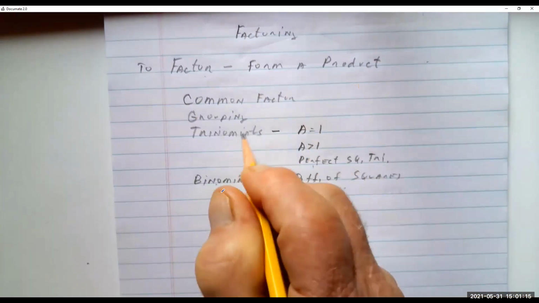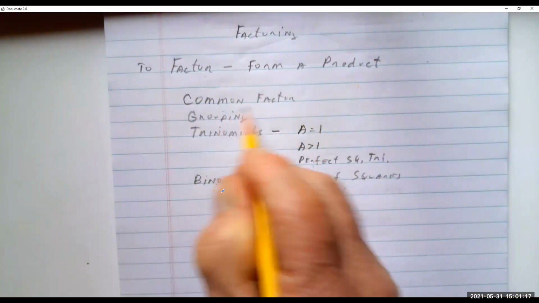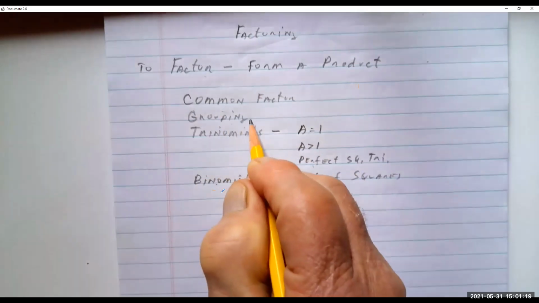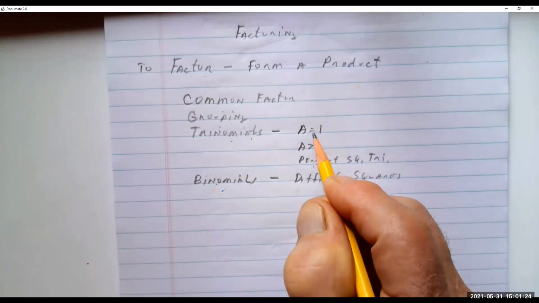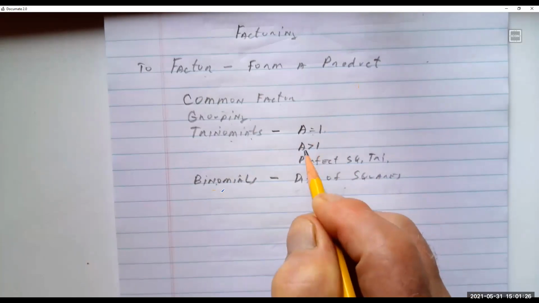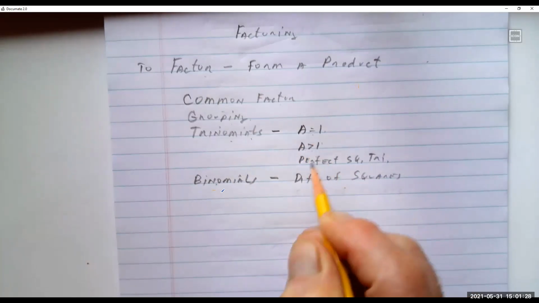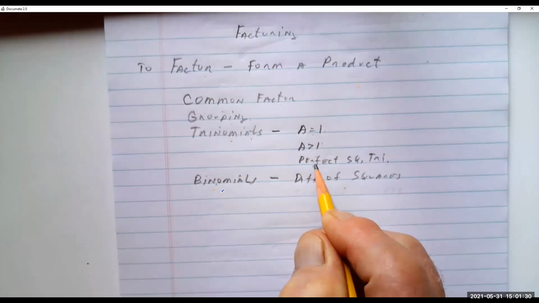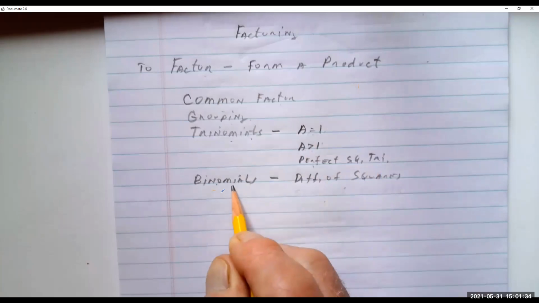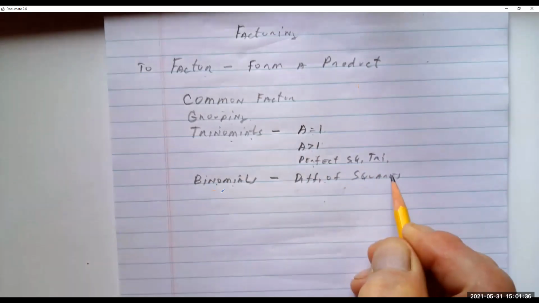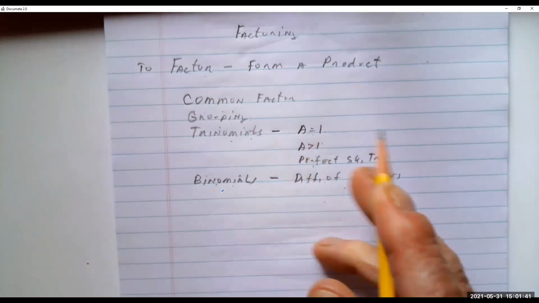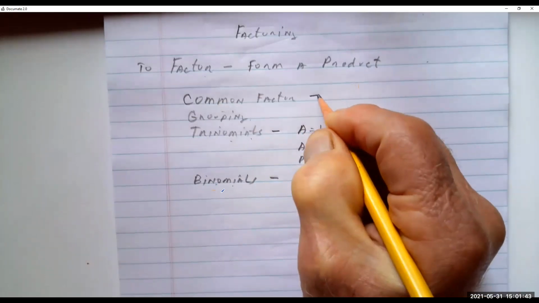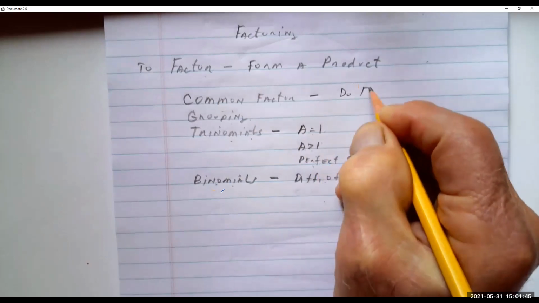The different types of factoring are common factor and grouping. Trinomials come in three different styles: where the leading coefficient a is 1, where the leading coefficient is greater than 1, or a special case called perfect square trinomials. And for binomials, we have the difference of squares. So when we're going to factor a problem, we always look for the common factor first. Do that first.